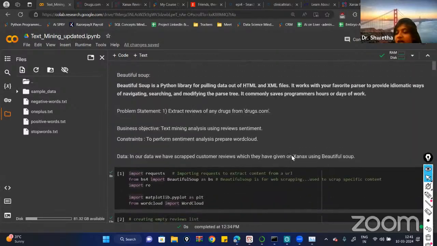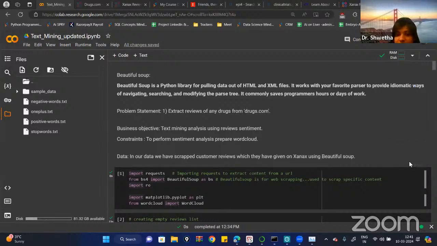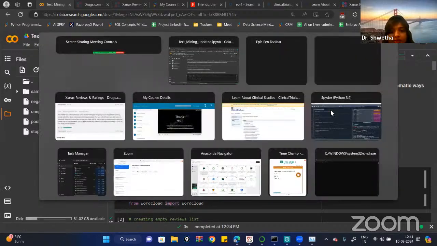Now, this is how we can use text mining for sentiment analysis and also to get a clear picture of the reviews. To sum up all the things that we did in text mining, let me go back to the page.